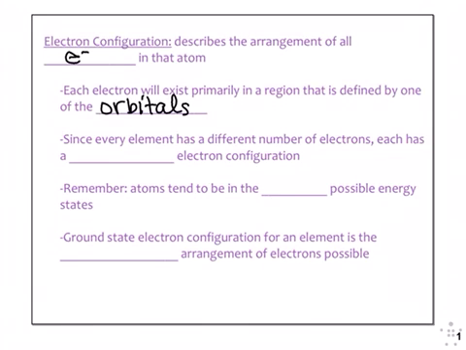Since every element has a different number of electrons, each has a unique electron configuration, so you will be able to identify an element based on its electron configuration. You need to remember that atoms tend to want to be in the lowest possible energy level, so as close to the ground state as possible. The ground state electron configuration for an element is, like I said, the lowest energy.